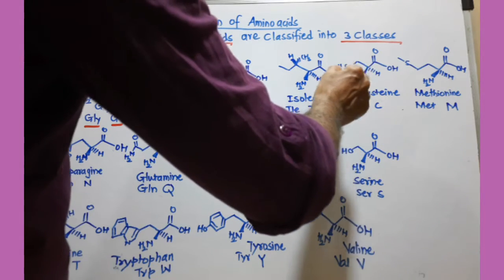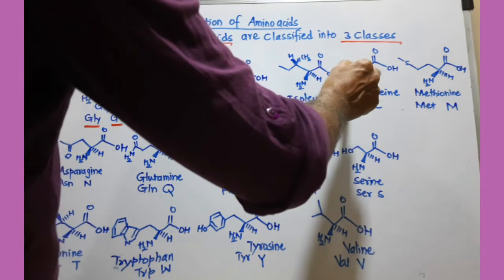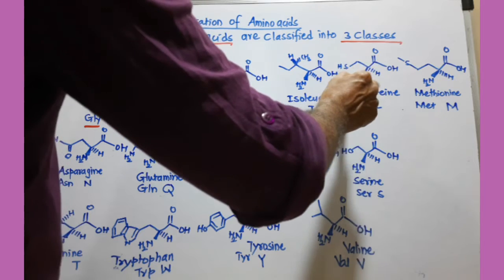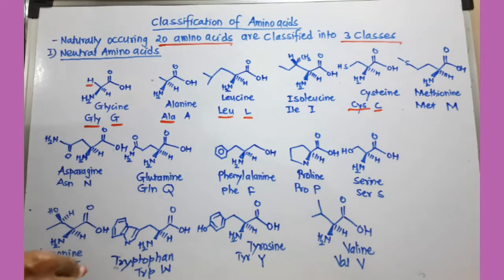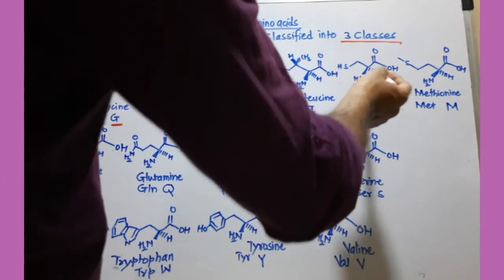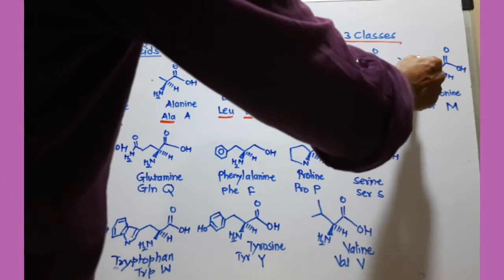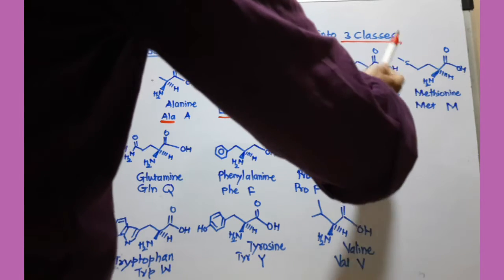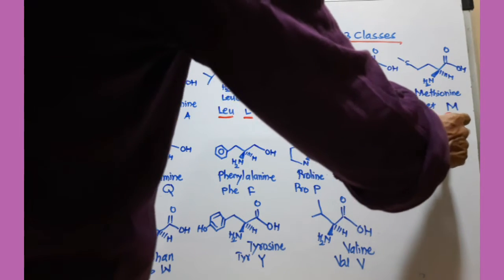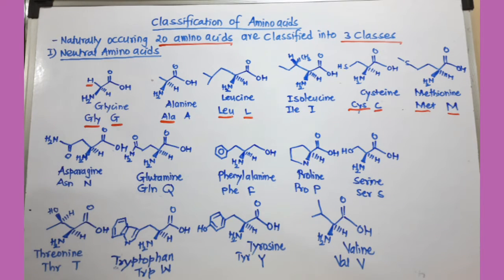Cysteine. So this is R. The SH group is R. This is cysteine, CYS, and C is the letter used to represent cysteine. Methionine. This is R. So the side chain is different. Methionine, MET and M. Then asparagine.